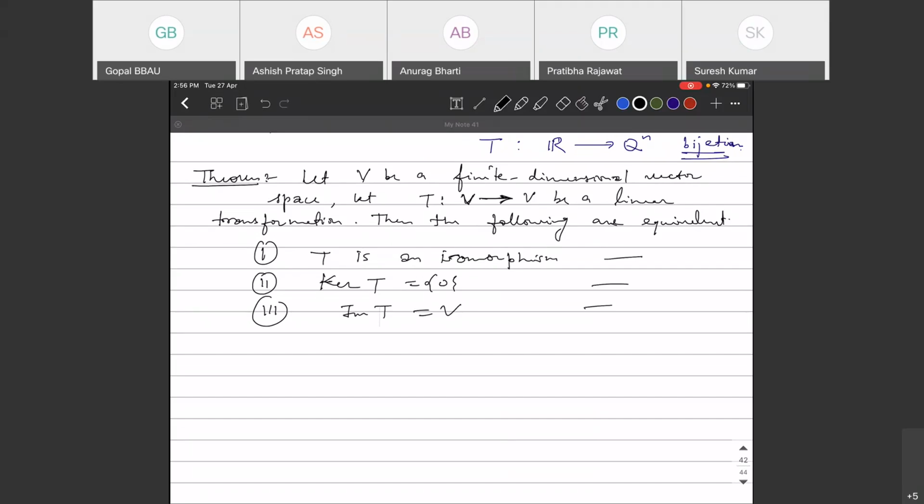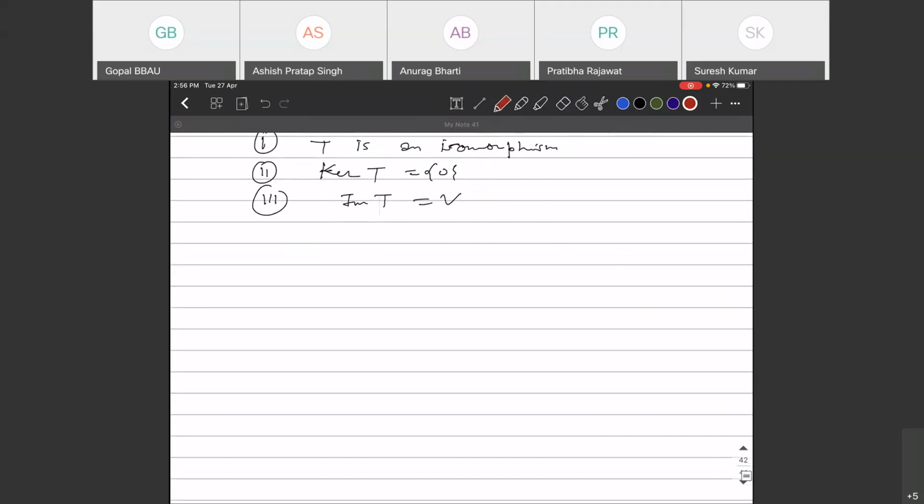So in a finite dimensional vector space, any linear transformation T from V to itself, if it is 1-1, then it is onto. If it is onto, then it is 1-1. So this is the same thing. Let's see a proof of this, and the proof is easy. I will just tell you how we will do this.